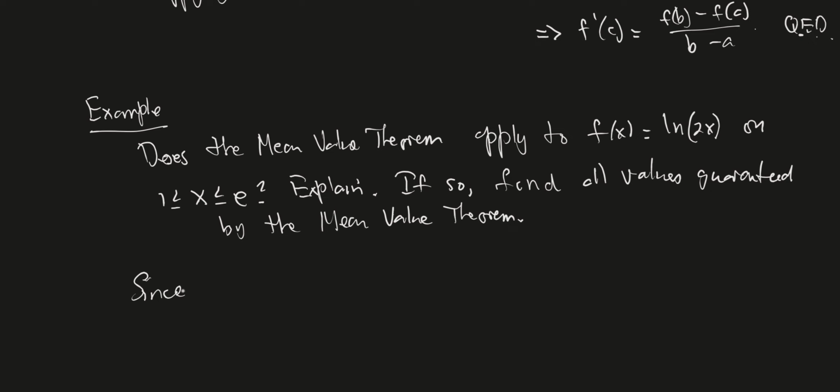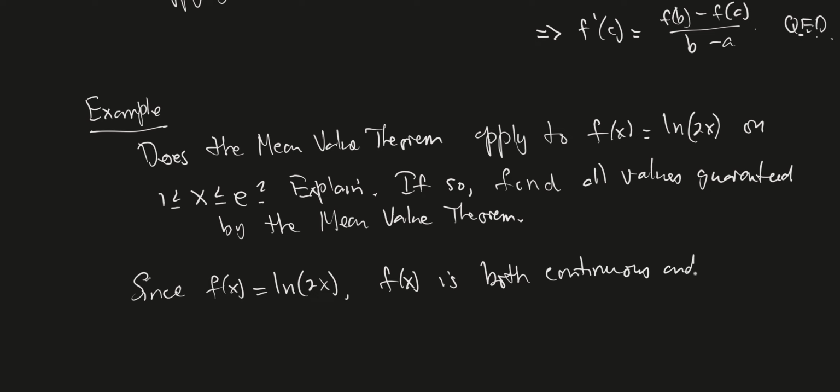So since f of x is equal to the ln of 2x, f of x is both continuous and differentiable whenever 2x is greater than 0, right? So as long as I have something positive inside the ln, then it will always be continuous, always be differentiable.